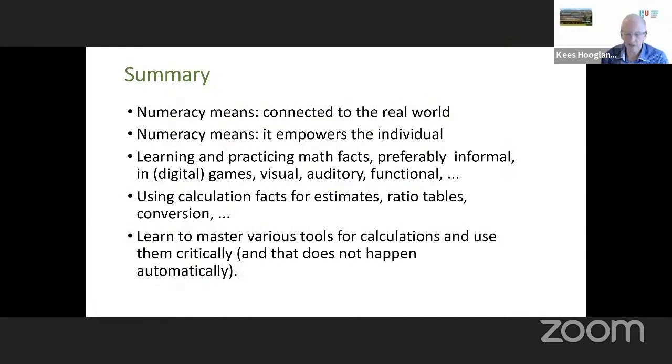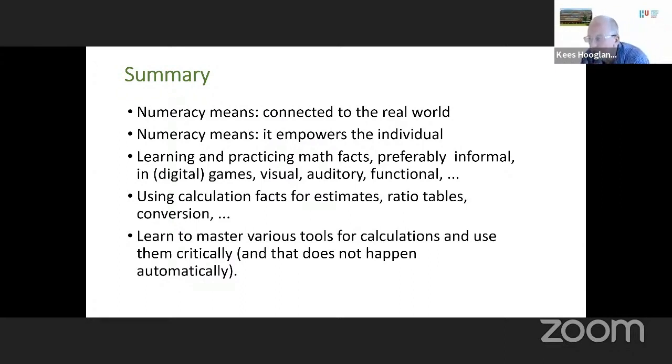I think this was the overview I could give you in 20 minutes. If you have more interest in all kinds of details or examples, etc., we can discuss that by email or in other ways. But numeracy means to us that it is always connected to the real world.